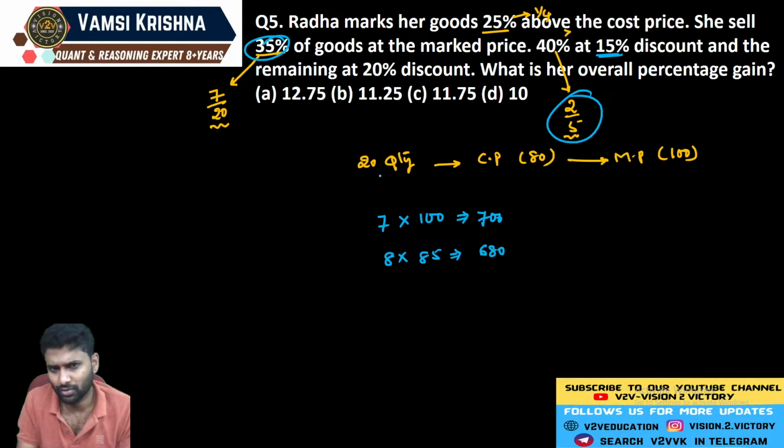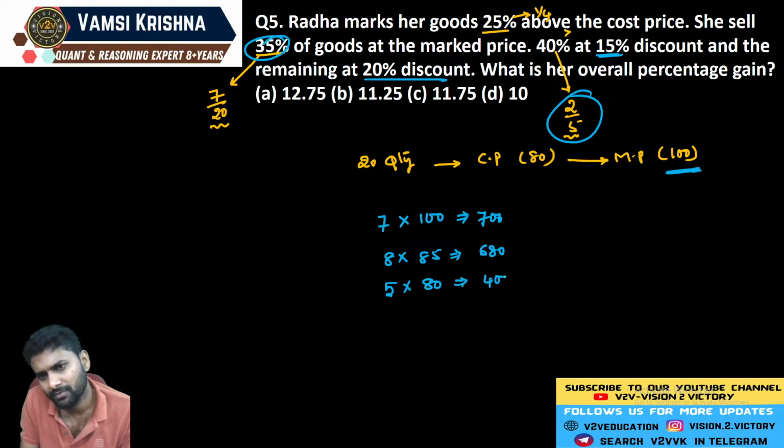Now how many remaining? Out of 20 quantities, 15 quantities are already sold. Now we are left with 5 quantities. They clearly mention that now they offer a 20% discount. So if 100 rupees is the market price, they allow a 20% discount. Now the selling price is 80.